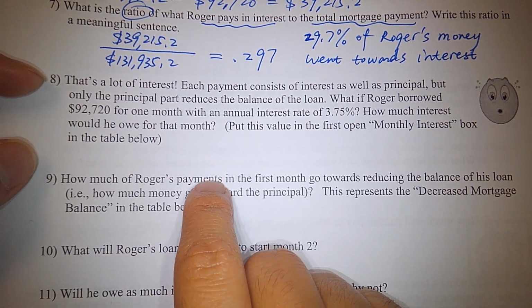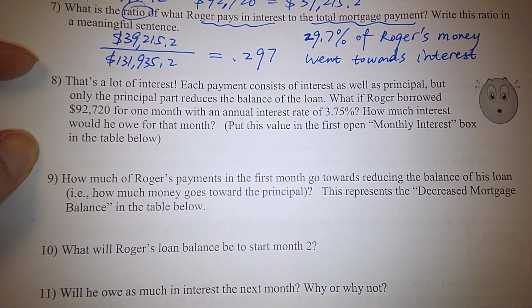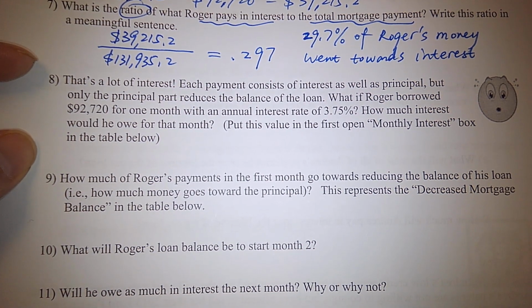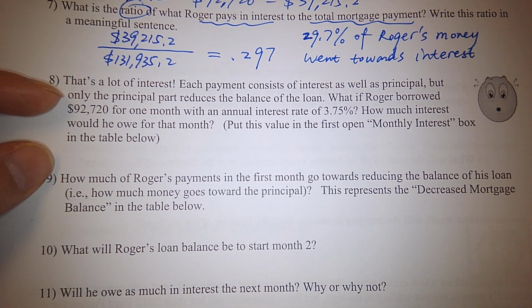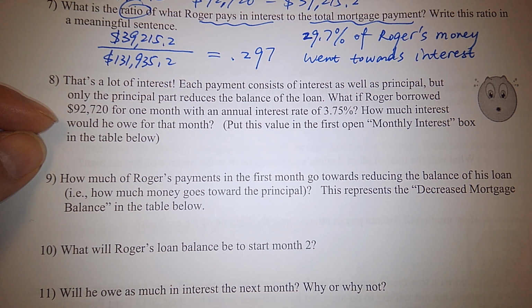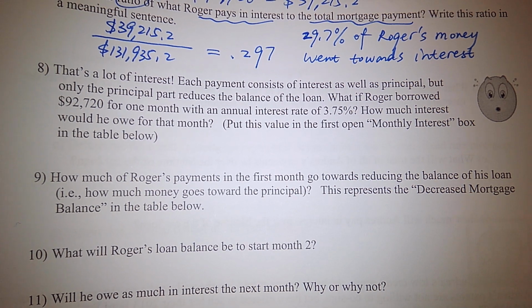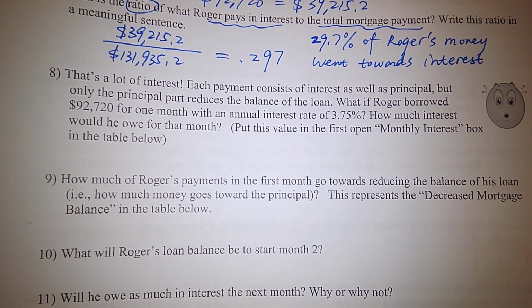Well, I'm going to ask a volunteer to read question 8 for us. Let me see whose turn. Stephanie? Each payment consists of interest as well as principal, but only the principal part reduces the balance of the loan. What if Roger borrowed $92,720 for 1 month with an annual interest rate of 3.75%? How much interest would he owe for that month? Write this value in the first open monthly interest box in the table below.